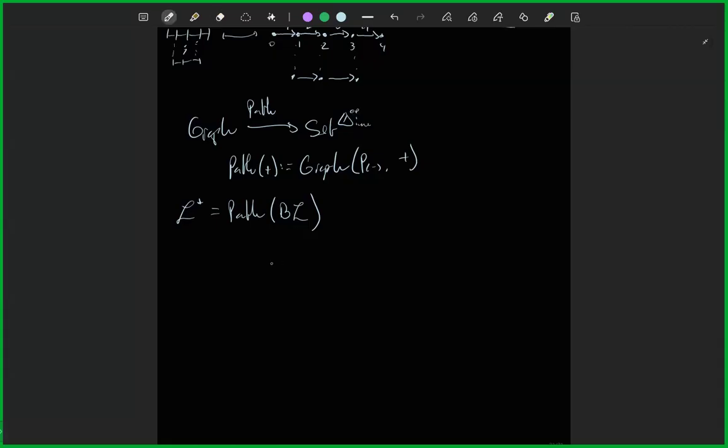This is a graph like this: one node, and it has loops for every element of L. So in other words, we have this labeling map G to BL, called L. And what we've done is we've just applied path to it.